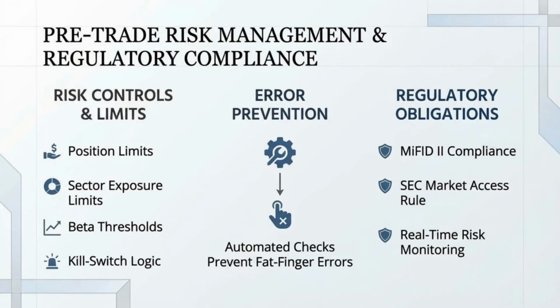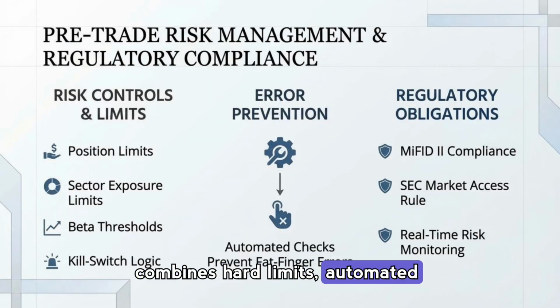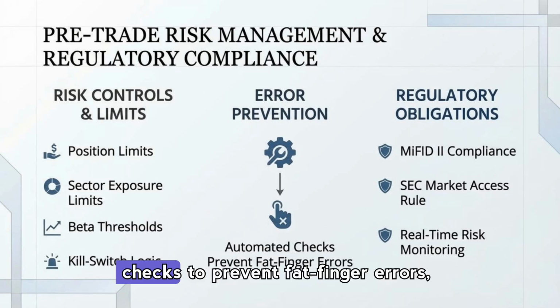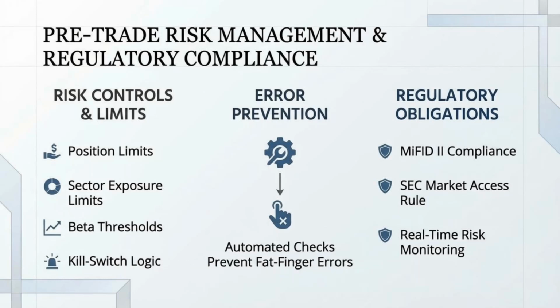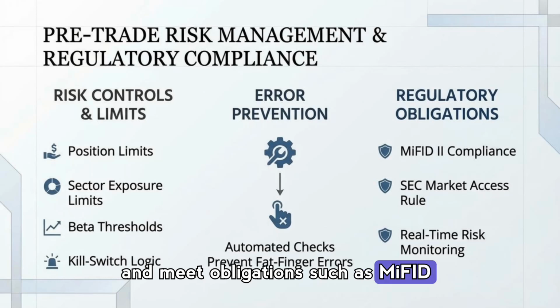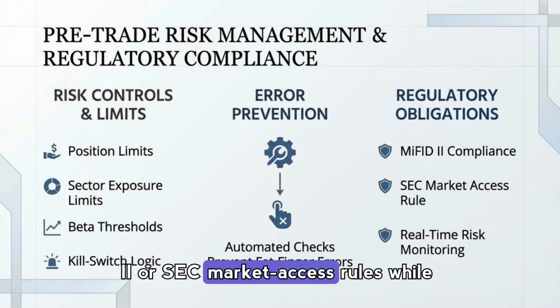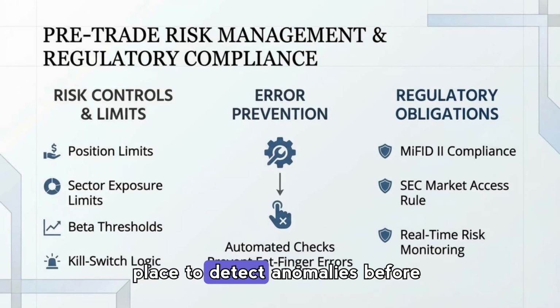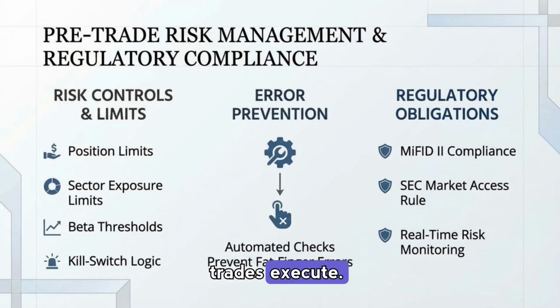Pre-trade risk management combines hard limits, automated error prevention, and regulatory compliance. Set position and sector exposure limits, beta thresholds, and kill switch logic. Run automated checks to prevent fat finger errors, and meet obligations such as MiFID II or SEC market access rules, while keeping real-time risk monitoring in place to detect anomalies before trades execute.